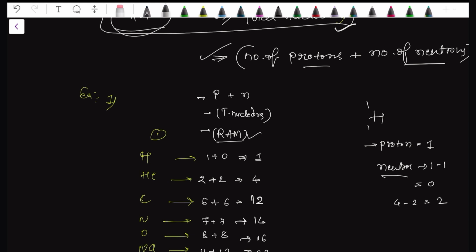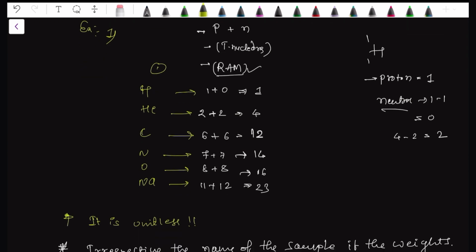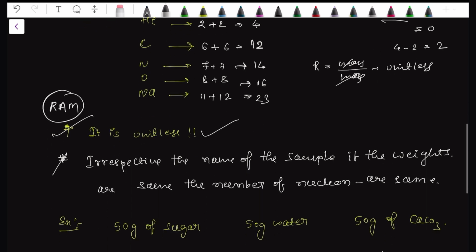Now we will understand some important properties related to relative atomic mass. When I mention relative atomic mass, here we don't have any unit actually, right? Why? Because relative atomic mass is nothing but mass of an element divided by 1/12th of the mass of carbon 12. Therefore grams cancel each other and it becomes unitless. Therefore relative atomic mass is unitless.